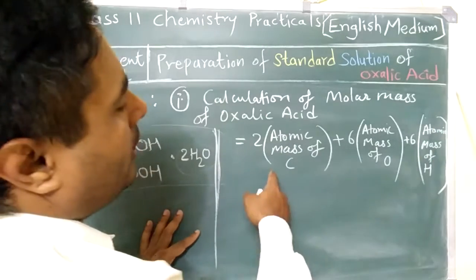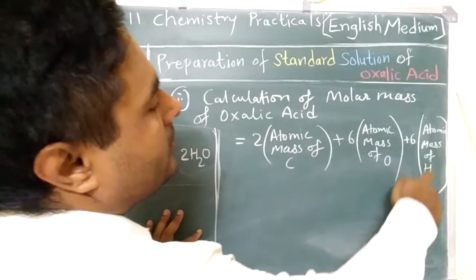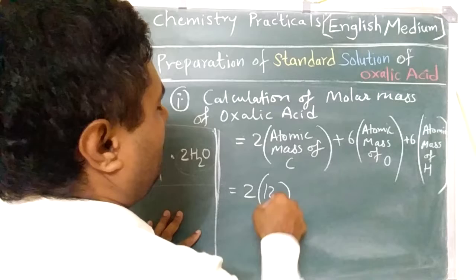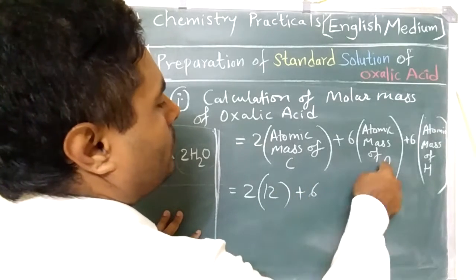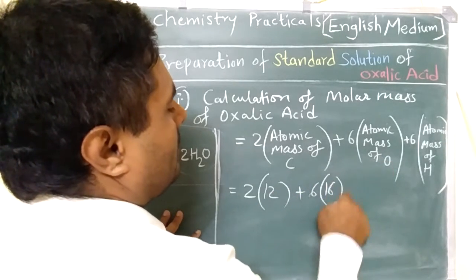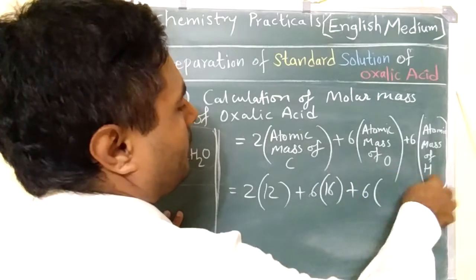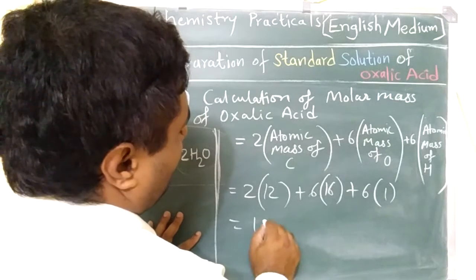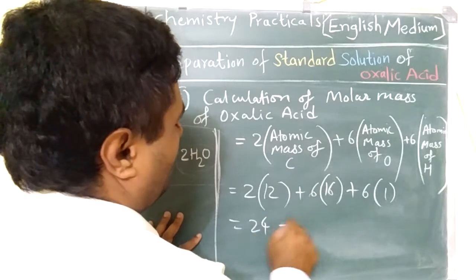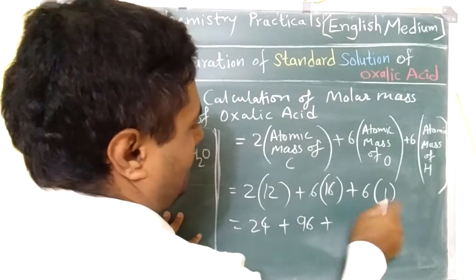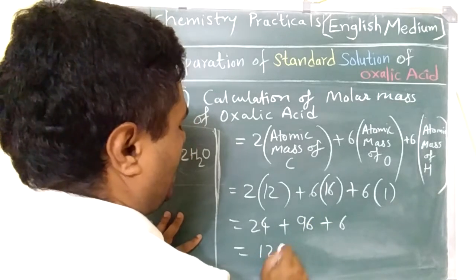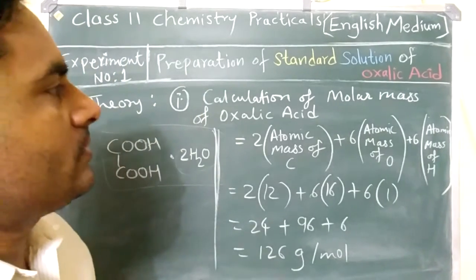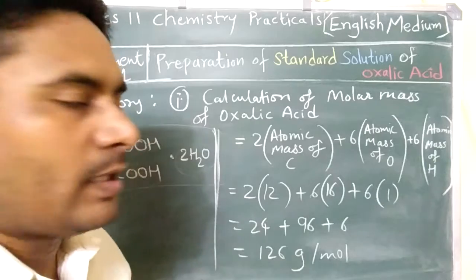So students, 2 into atomic mass of carbon plus 6 into atomic mass of oxygen plus 6 into atomic mass of hydrogen. So you will calculate this. 2 into 12, atomic mass of carbon is 12, plus 6 into atomic mass of oxygen, which is 16, plus 6 into atomic mass of hydrogen, which is 1. So if we calculate this, you will get 24 plus 96 plus 6 equals 126 gram per mole. So students, we get the molar mass of oxalic acid, that is equal to 126 gram per mole.